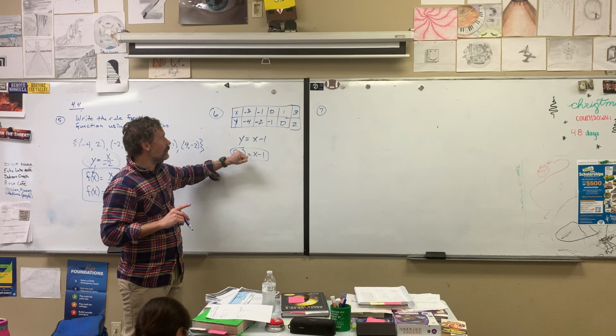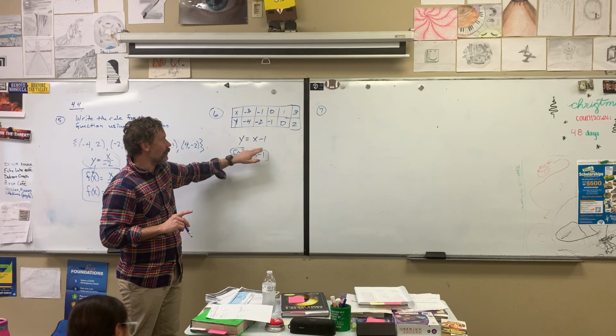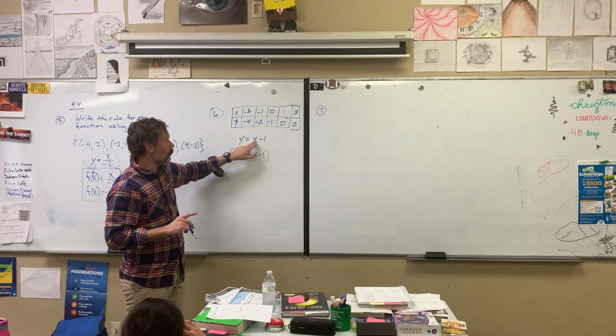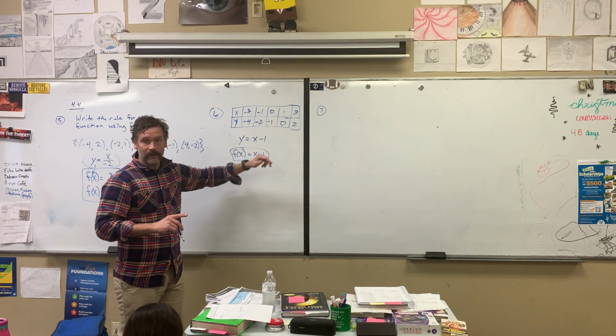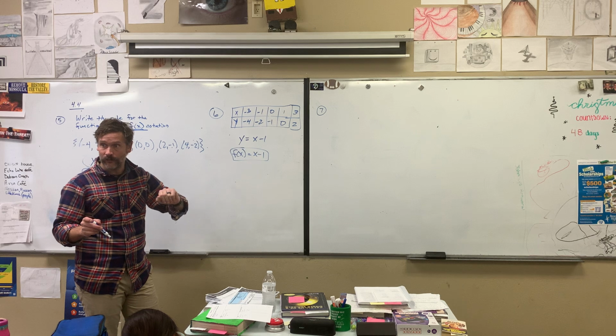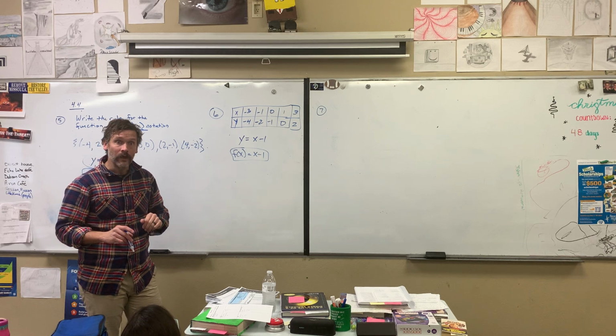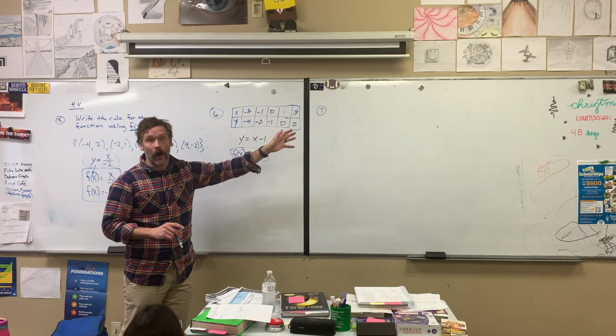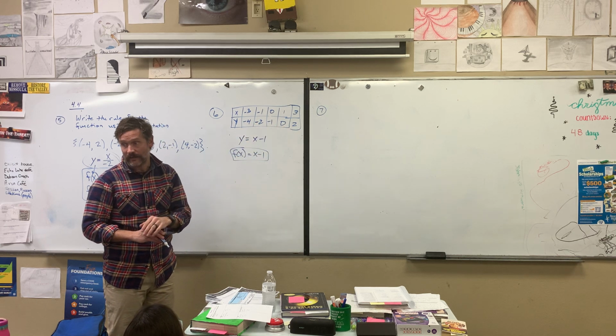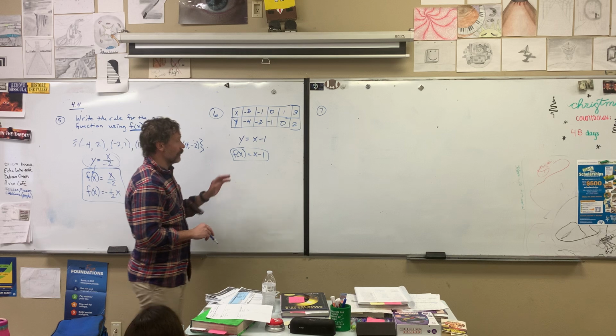If you plug in negative 3, minus 1 is negative 4. Negative 1 minus 1 is negative 2. 0 minus 1 is negative 1. And so on and so forth. So you nailed the rule. Usually, if the rule works for at least 2 of them, it should work for all of them. But you want to double check that. But usually it'll work like that.